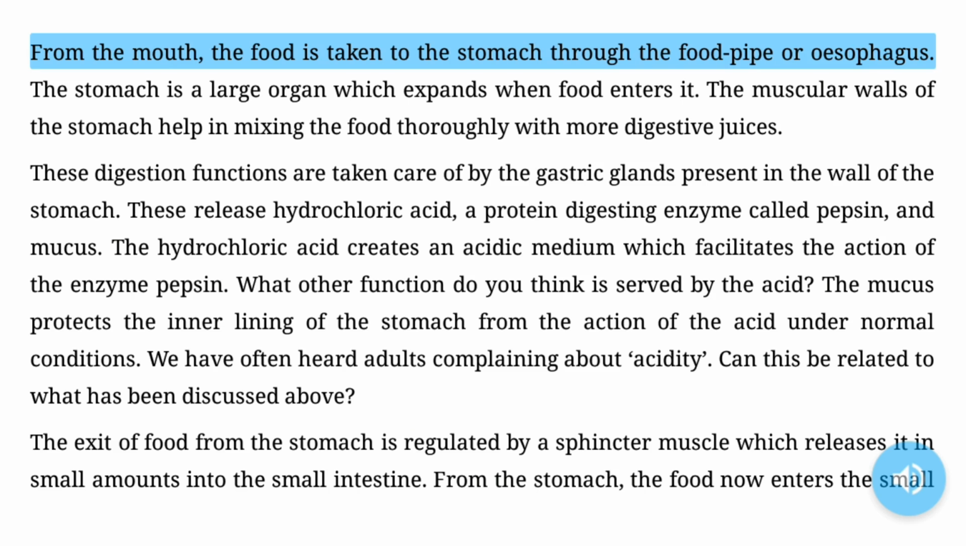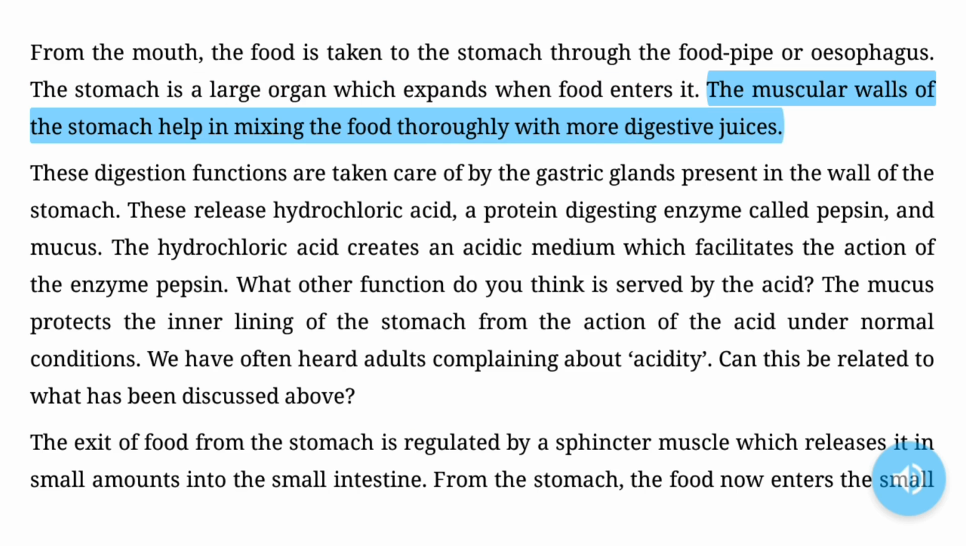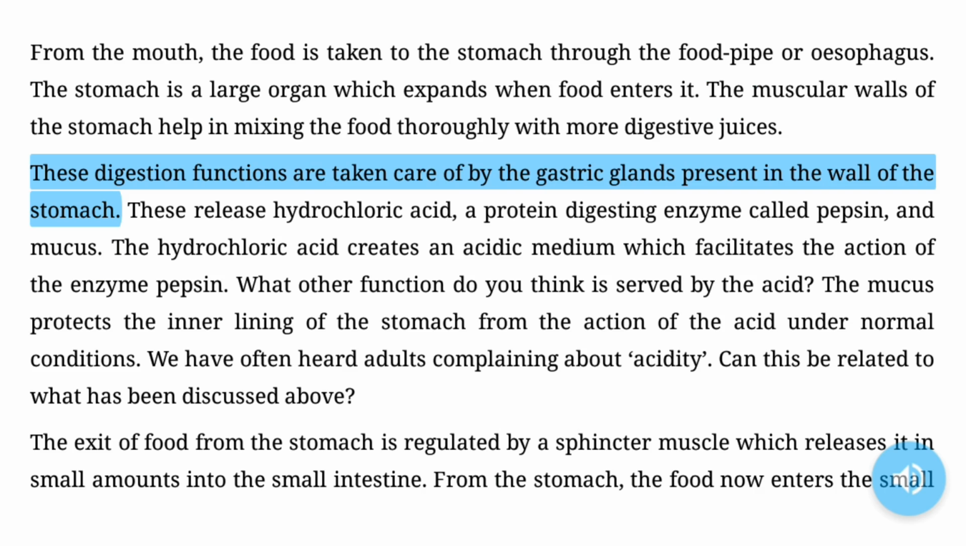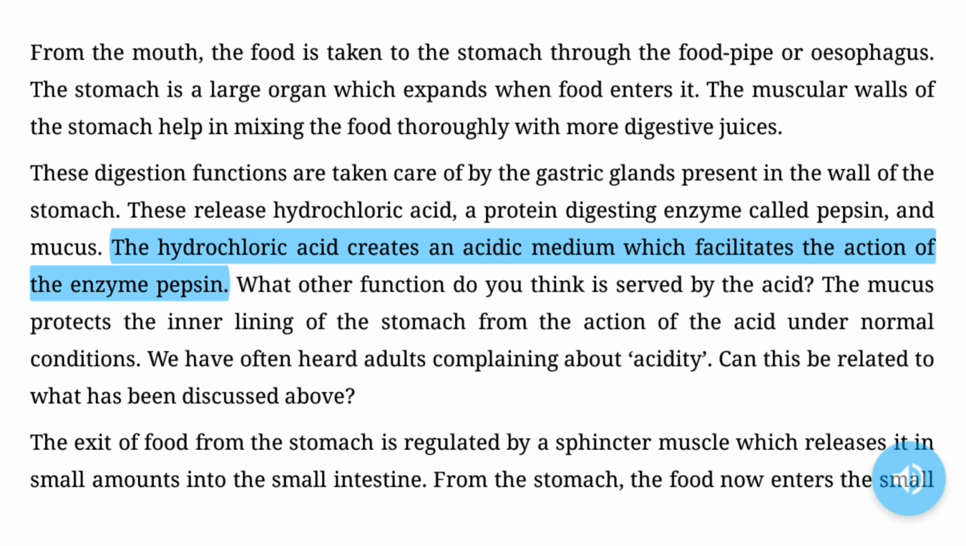From the mouth, the food is taken to the stomach through the food pipe or esophagus. The stomach is a large organ which expands when food enters it. The muscular walls of the stomach help in mixing the food thoroughly with more digestive juices. These digestion functions are taken care of by the gastric glands present in the wall of the stomach. These release hydrochloric acid, a protein digesting enzyme called pepsin, and mucus. The hydrochloric acid creates an acidic medium which facilitates the action of the enzyme pepsin.